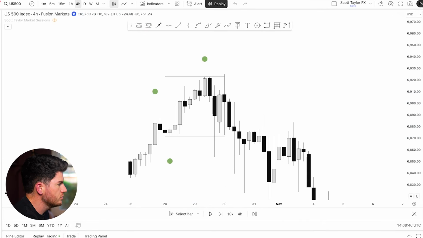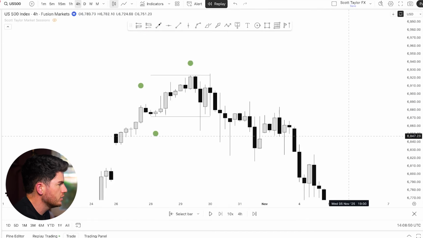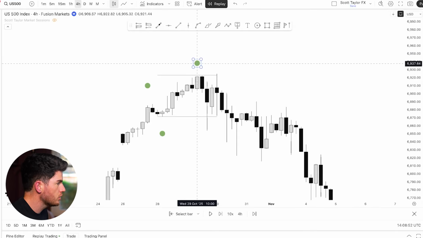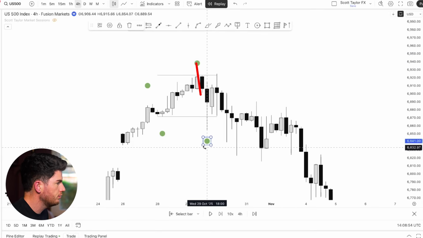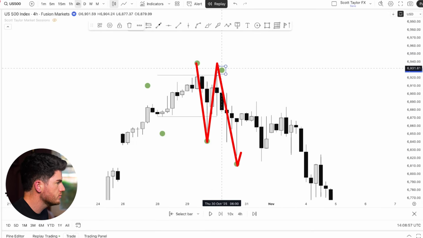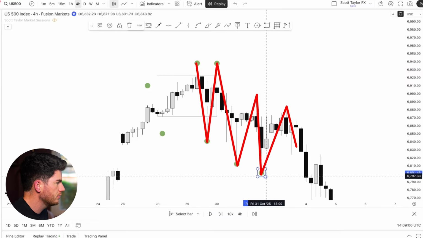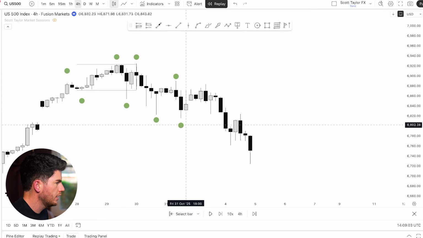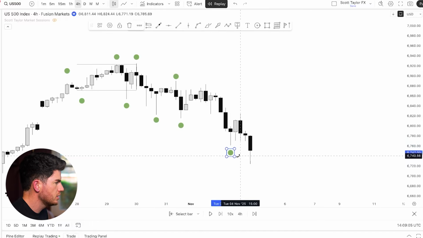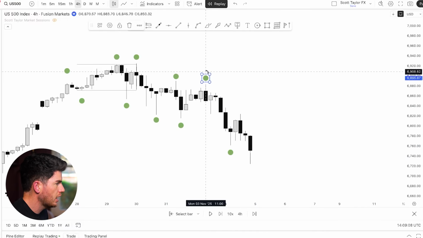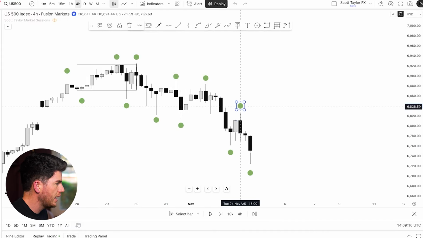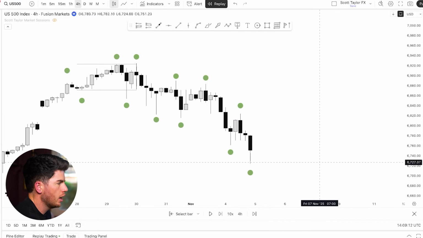Now, what happens with price action once we get that change in trend? Well, price starts to print a series of lower lows and lower highs, meaning we now have a bearish trend. And if our job as traders is to identify a trend and trade along with it, then we know at this point, we want to be only selling.